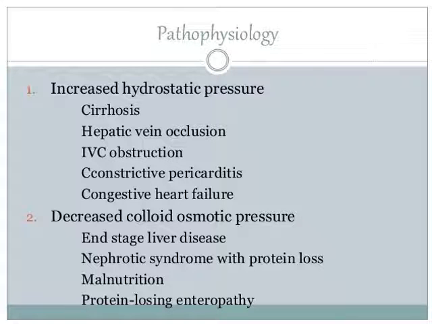According to the pathophysiologic mechanism for development of ascites, we divide the etiology of ascites into: first, increased hydrostatic pressure, in cases of cirrhosis, hepatic vein occlusion as in Budd-Chiari syndrome, inferior vena cava obstruction, constrictive pericarditis, and congestive heart failure. Second, decreased colloid oncotic pressure, in end-stage liver disease, nephrotic syndrome with protein loss, malnutrition, and protein-losing enteropathy.